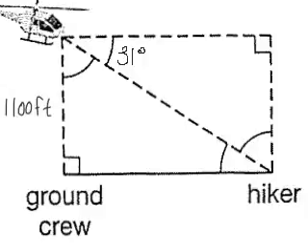And it says we want to know how far the ground crew is from the hiker. So we need to know what this is, and we're going to label it X. We're going to try and figure out some of our information here in order to solve.